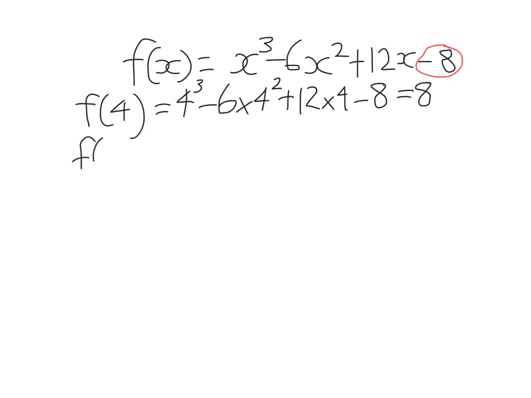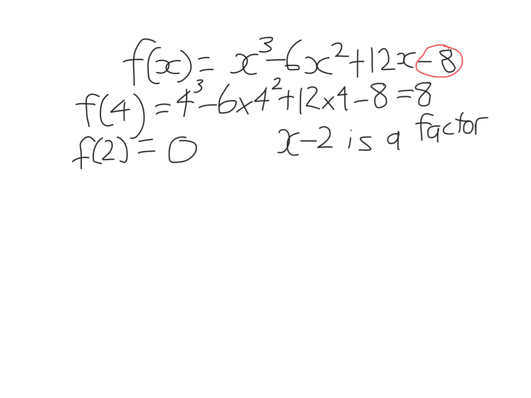But if I try another factor of -8 like 2, I get 2 cubed minus 6 times 2 squared plus 12 times 2 minus 8. I actually get 0 because it becomes 8 minus 24 plus 24 minus 8. So f(2) equals 0. That means x minus 2 is a factor.